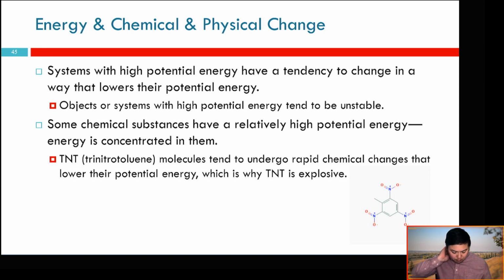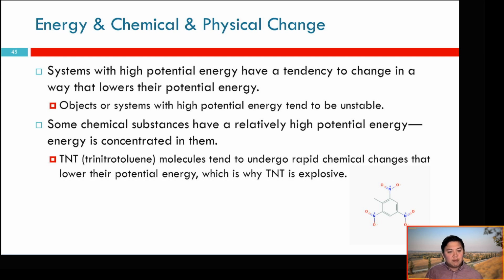So energy. Systems with high potential energy have a tendency to change in a way that lowers their potential energy. Systems with high potential energy tend to be unstable. Again, water, right? We're all very familiar with water. The reason water flows from high spots to low spots is because it's trying to lower its potential energy.